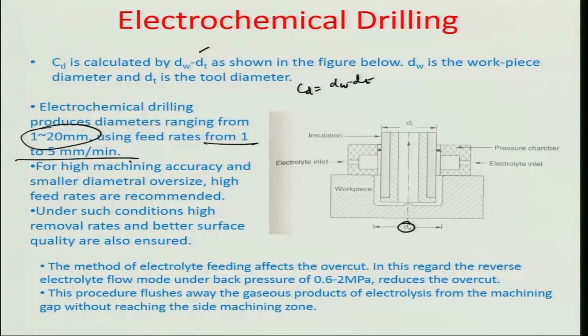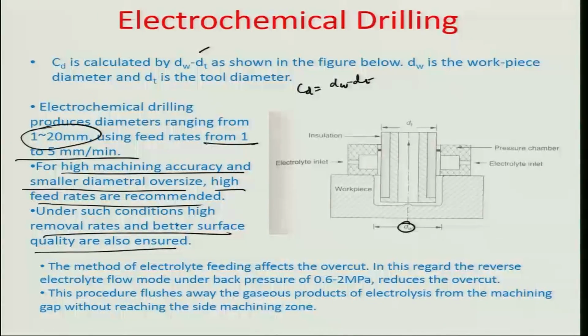For high machining accuracy and smaller diametral oversize, high feed rates are recommended, and under such conditions high removal rates and better surface qualities are also ensured. So you could also have a reverse flow system where the electrolyte is generated from an outside region through these electrolyte chambers, and it goes into the main workspace and goes back through the center channel of the tool.